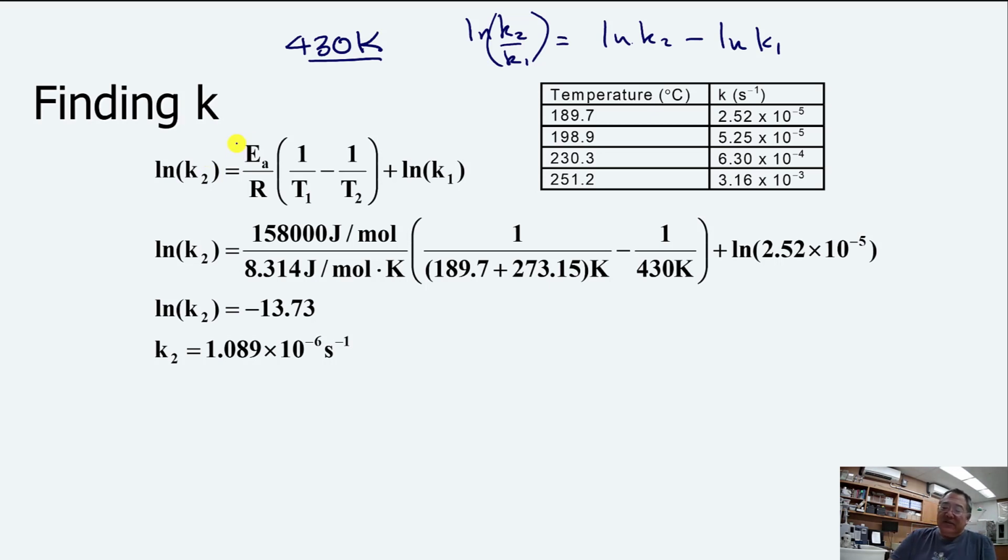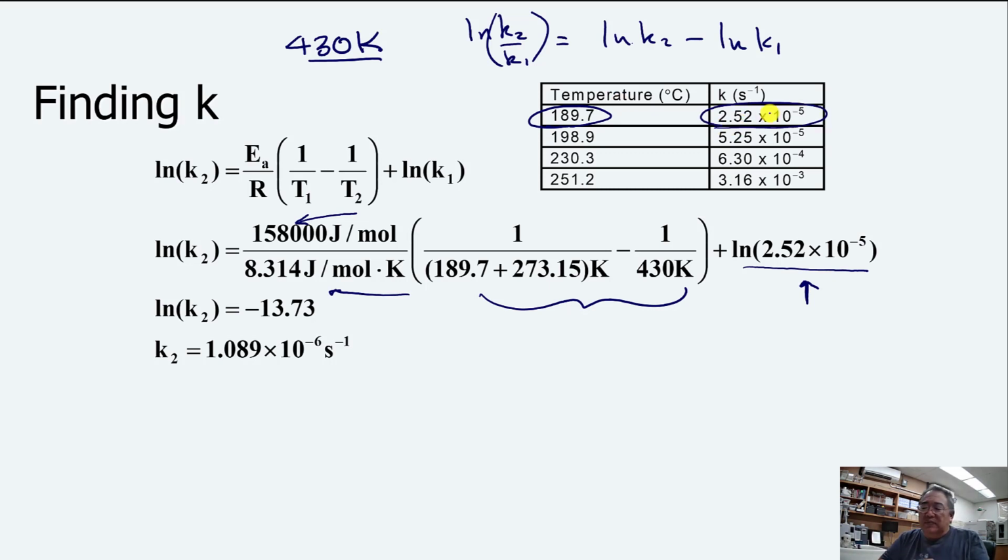Now, in order to solve the equation, you need to know the activation energy, so the 158,000 joules per mole. You have to have R, so that's plugged in, and then you have to do this. You would do that like I showed you on the calculator. Just take the number, do the inverse, and subtract the number, and then take the inverse, and then subtract. And then you're going to add the log of that. Okay, so what is that? That is the rate constant at that temperature.